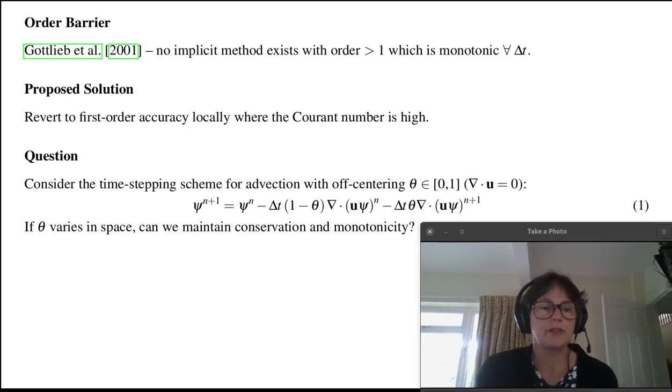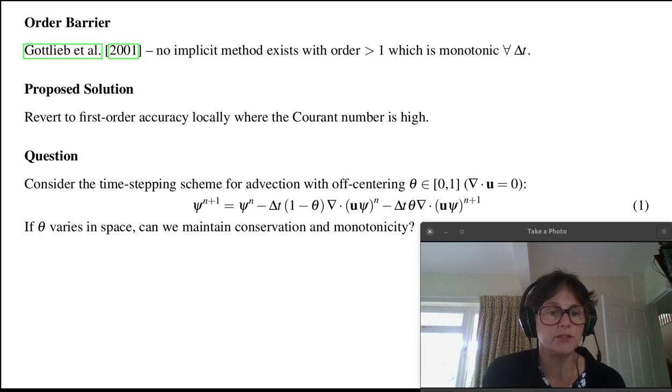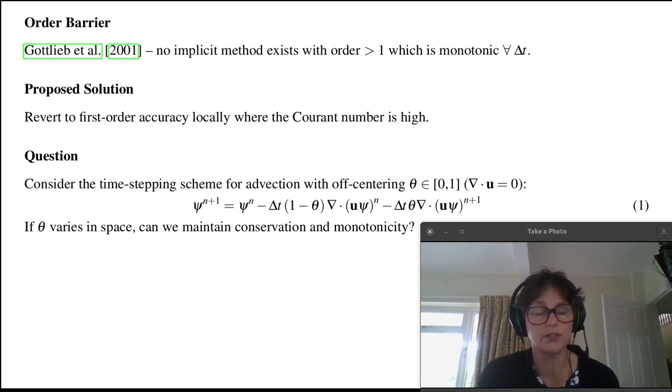One of the problems to overcome is the order barrier of Gottlieb et al. 2001, which states that no implicit method exists with order greater than 1, which is monotonic for all time steps. The proposed solution is to revert to first order accuracy locally where the Courant number is high. This poses a question about having a scheme that changes locally, whether it's either implicit just locally or changing in order of accuracy locally. Consider this time stepping scheme.